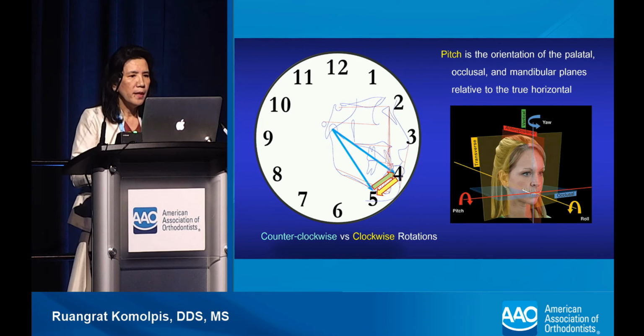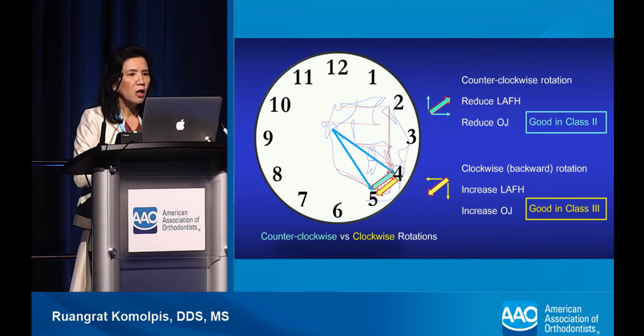And we have the movement of this plane in counterclockwise rotation or forward rotation. This will reduce the lower anterior face height and overjet, which is good in class 2, especially in high angle class 2. In the opposite, when the mandible rotates clockwise or backward rotation, as it moves down, the lower anterior face height will increase and overjet will be reduced, which is good in class 3 malocclusion. And this is the treatment approach that we're going to talk about in this presentation.